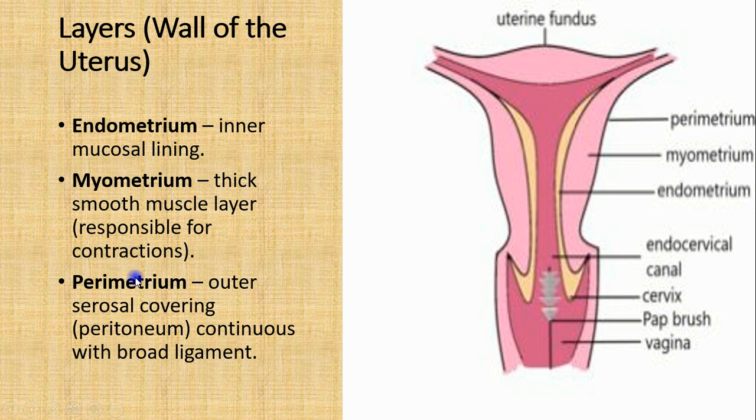We have the perimetrium, that's the outer serosal covering, also known as peritoneum, continuous with the broad ligament. So this is the perimetrium here. The perimetrium is the outermost. You can see it right here.